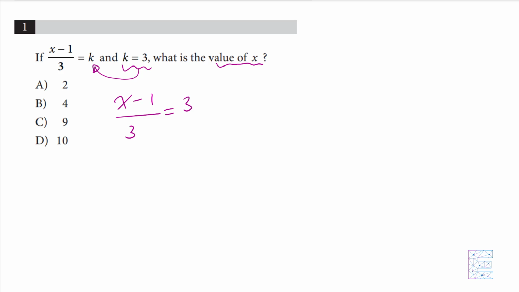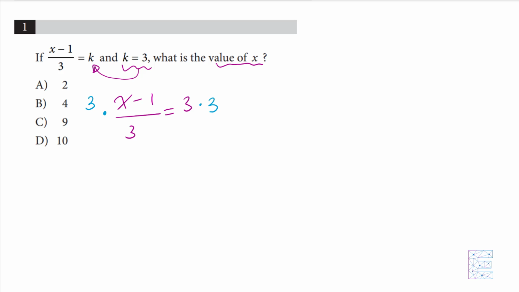So let's go ahead and try to isolate x. We have to get rid of this denominator 3, and to do that, you have to multiply by 3. If you do it on the left side of the equal sign, you have to do that same exact thing on the right side of that equal sign.